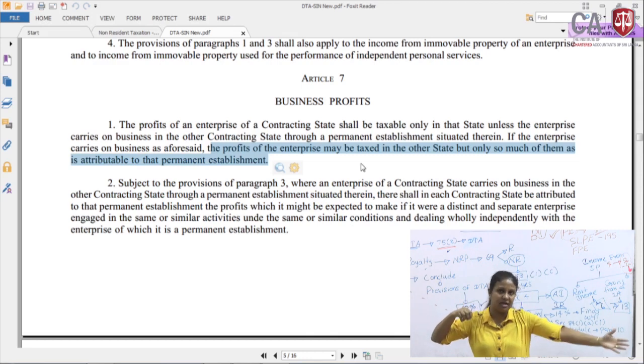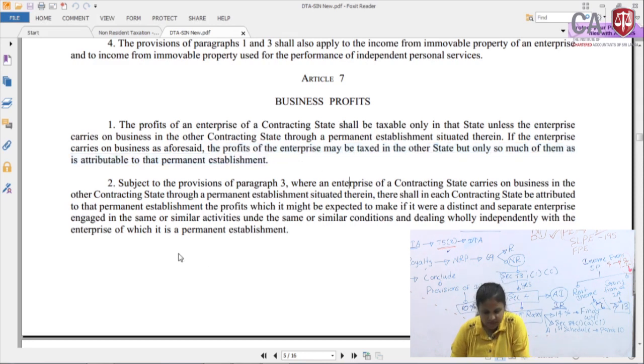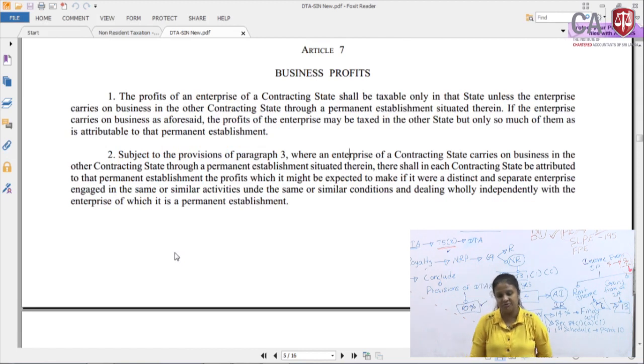That means if a Singapore company has a construction site in Sri Lanka, or a supervisory provision of service, for more than 183 days in Sri Lanka, it is a PE. On that PE, the income arising, that is why it says attributable to the PE, should be taxed in Sri Lanka also. Is it clear? That is the first paragraph. Okay, now I am going to the second paragraph.